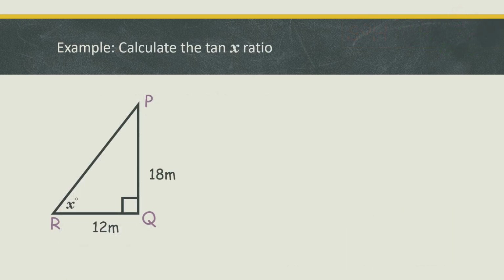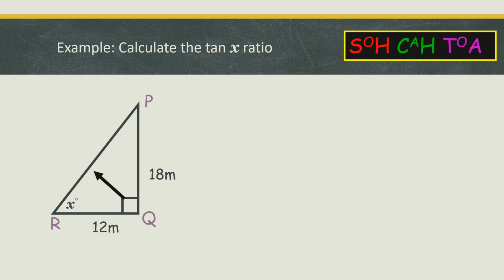So the previous examples have given us the angle and asked us to find the missing side, but sometimes we'll be asked to calculate the missing angle. So you can see here that we want to calculate the tan x ratio. So we know which side is the hypotenuse, and therefore we can work out which side is our opposite, which is the 18-meter side, and which side is our adjacent, which is the 12-meter side to our angle of x degrees. So we're looking for the angle this time, and we've got our opposite and adjacent sides. So we know that tan x equals opposite over adjacent.